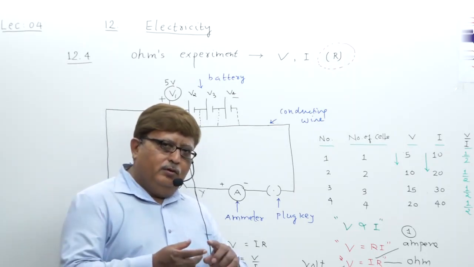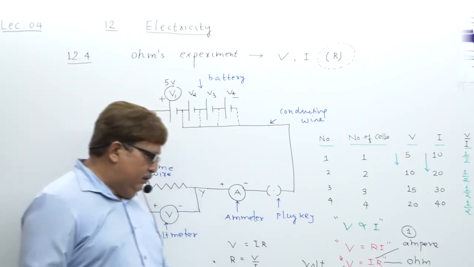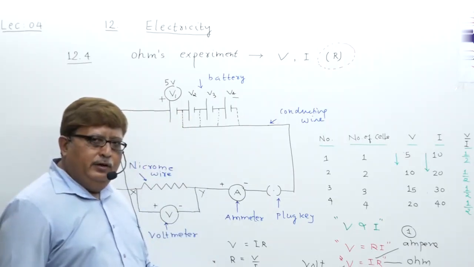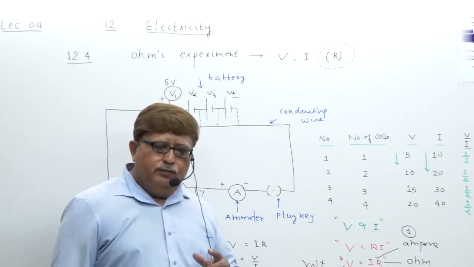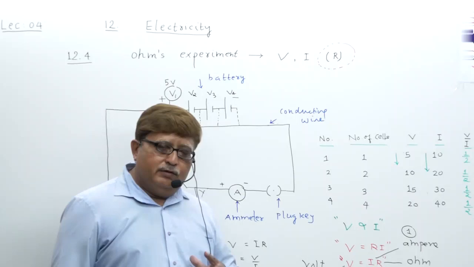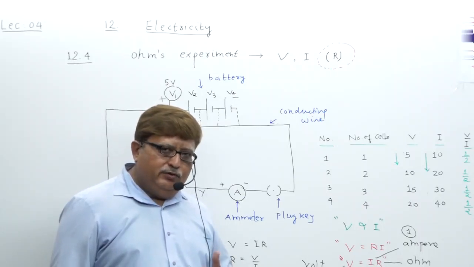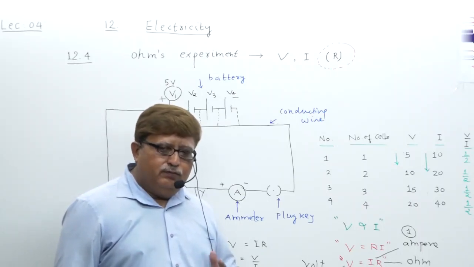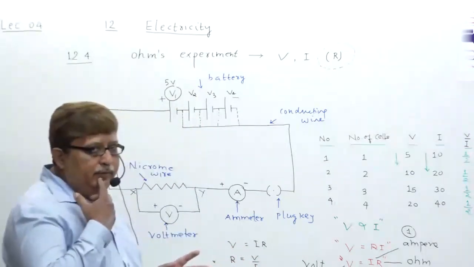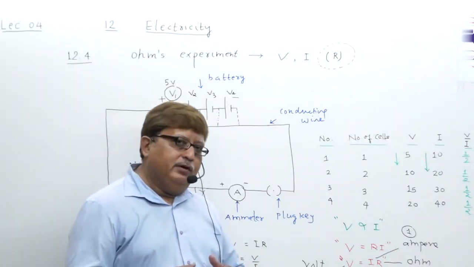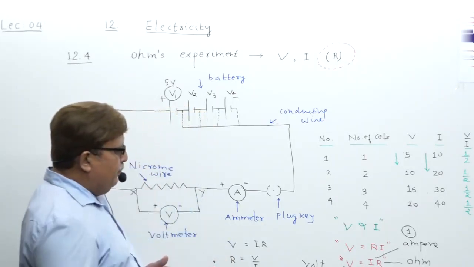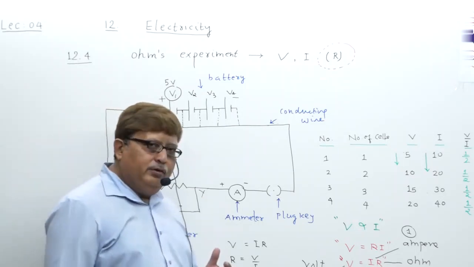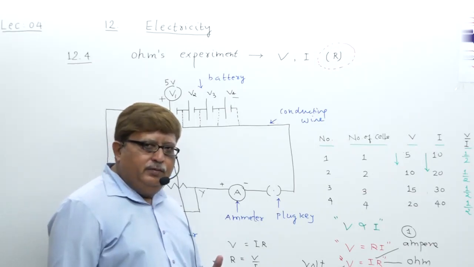So just take ohm and invert it, what happens? Mho. So mho is the unit of conductance. Such a question can be surprisingly asked to confuse you in the exam. It can happen. You have to be ready for it. Understand? So this way, my dear student, when you prepare any particular short note, you have to become smart enough to understand each and every aspect.